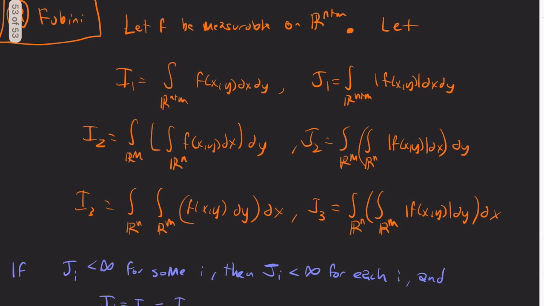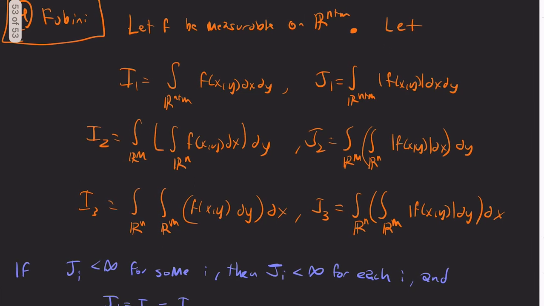The next one you might use about as much as the dominated convergence theorem. It is Fubini's theorem, which you probably learned in Calc 3. It holds also for Lebesgue integrals. So I'm going to define I1 to be this expression. This is just the double integral defined on the product space. This one is dx dy. This one is dy dx. And then these are their absolute values.